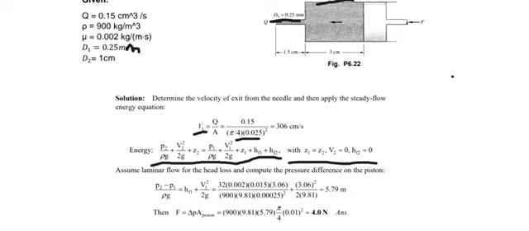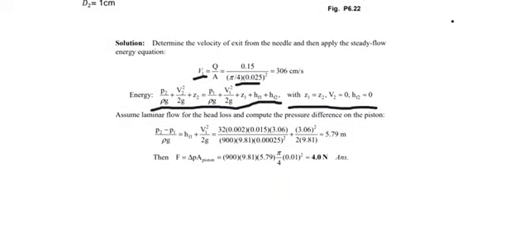So assume laminar flow for the head loss and compute the pressure difference on the piston. So we have P sub 1 minus P sub 2 over rho g equal to HF1 plus V sub 1 squared over 2g. Then we're going to plug that into our equation. We have 32 times 0.002 times 0.015 times 3.06 over 900 times 9.81 times 0.00025 squared plus 3.06 squared over 2 times 9.81, which is equal to 5.79 meter.